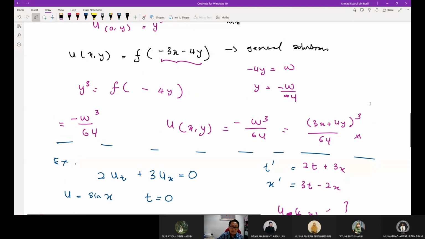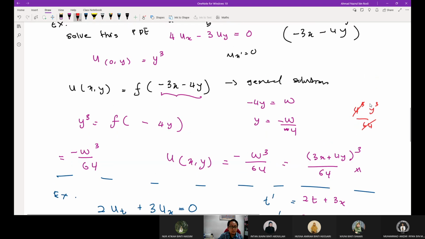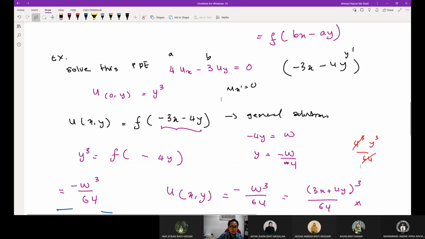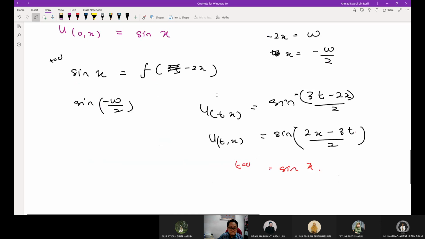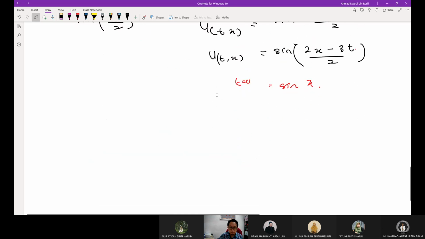Okay. So if x equal to 0, you can get 4 power of 3 y power of 3 over 64. 4 power of 3 is 64. So cancel. You can get y power of 3, y cube. So sama juga dengan this. So maksudnya you punya proof tu betul lah. Kalau macam tu you confused kan.